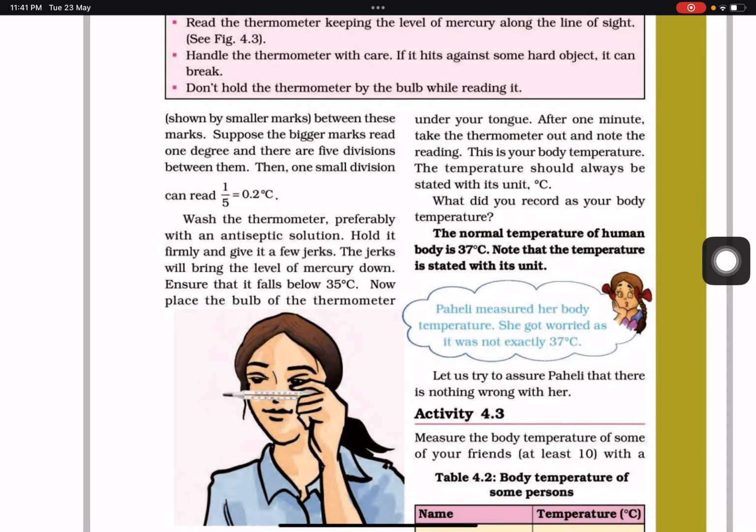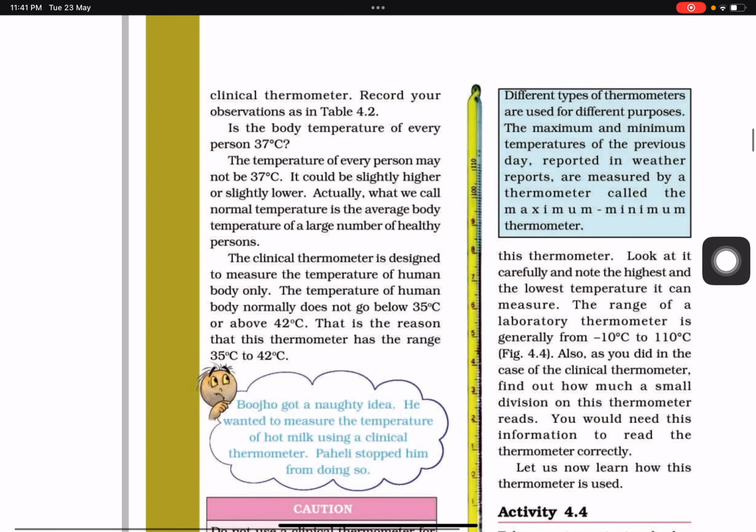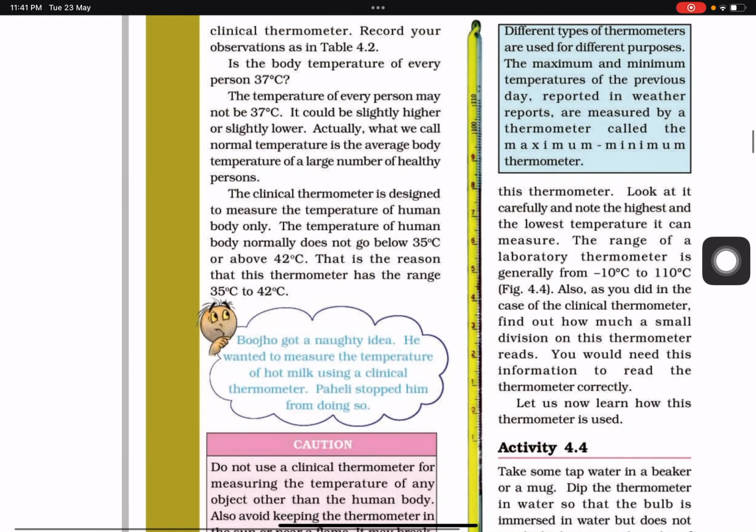Now the thermometer should be placed in the armpit, under the tongue, or under the elbows. Okay, and the normal is 37 degrees Celsius. If we go ahead, in some thermometers there is no Celsius scale, there is a Fahrenheit scale. So the normal human temperature according to Fahrenheit is 98 point something degrees Fahrenheit. Okay, now the clinical thermometer is only designed for testing humans.